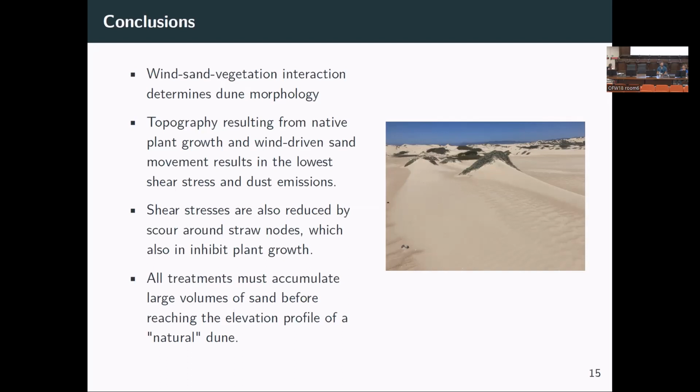And we found that shear stresses can be reduced by straw, but in the end result, letting some sand move around early on in the process, while it does increase emissions, is also perhaps a faster path to restoring vegetation, having a healthy foredune.